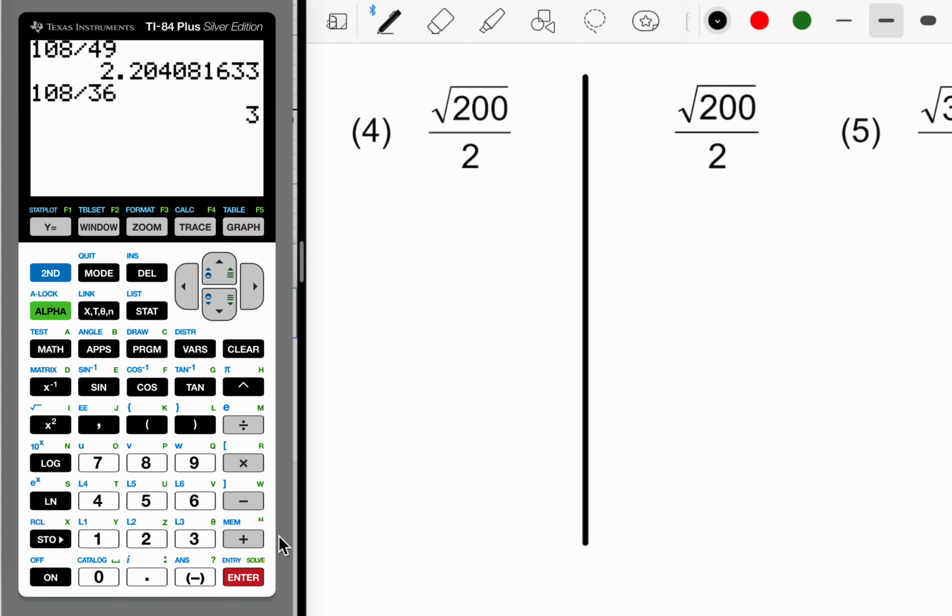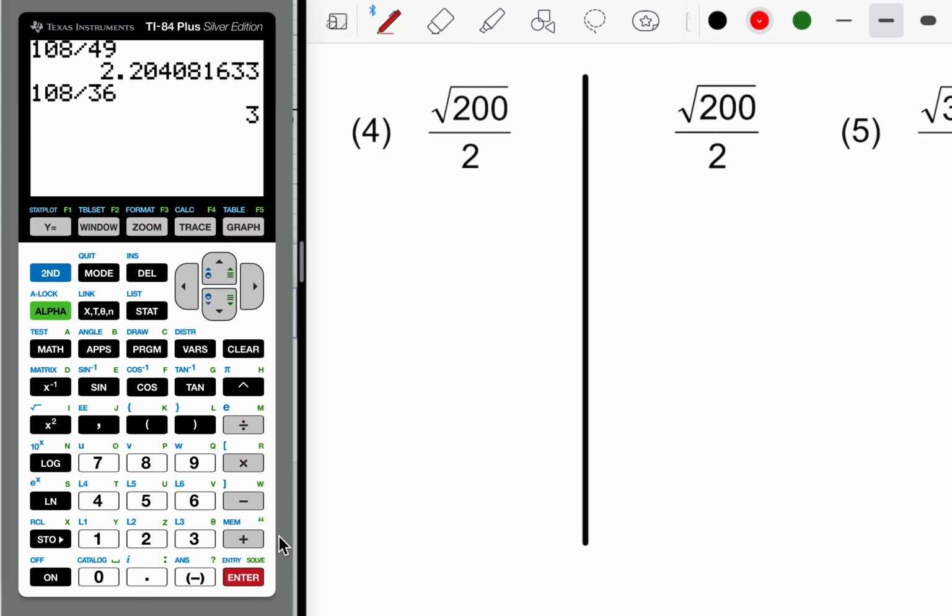I can only divide the same kind of number. Right? Because right now they're living in 2 different universes. I need to reconcile that. So either I have to make the radical 200 into something that does not involve a radical, or I have to change the 2 to something that does involve a radical. So those are your 2 methods.